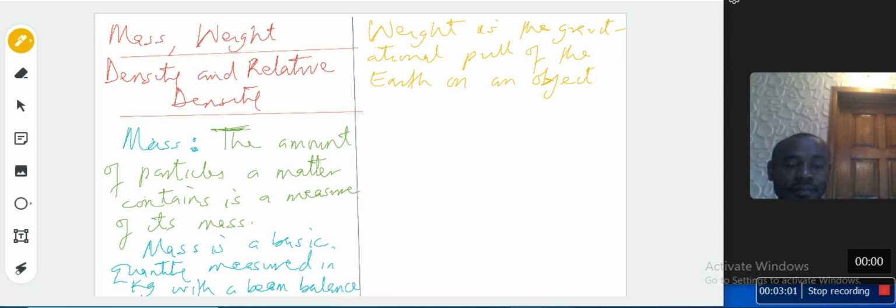You see, if you hold an object like this and then you release it, what happens? It falls. It falls because the earth pulls it back to itself. So the pull of the earth on an object is the weight of that object.